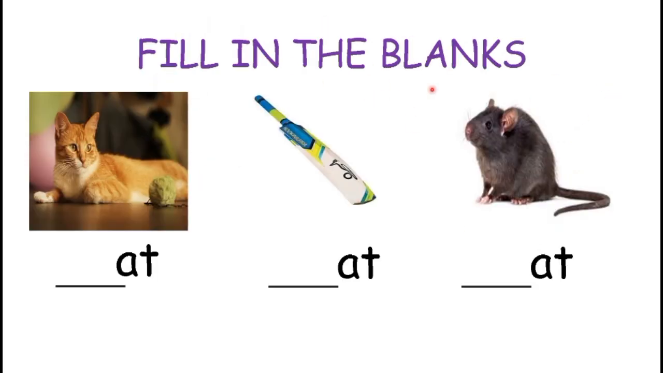Let's do some fill in the blanks. This is the picture of a cat. So at is already here. So which one is missing? Yes, ka is missing. So let's put ka before at. Now it's completed. At, ka at cat. This is the picture of a bat. So at is already here. So you have to put ba in this blank.